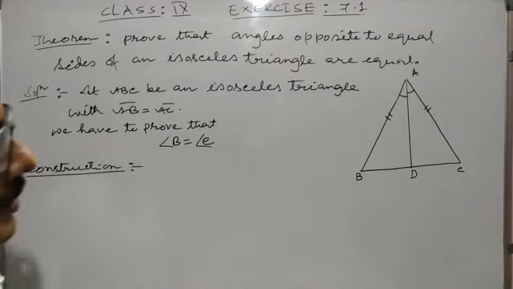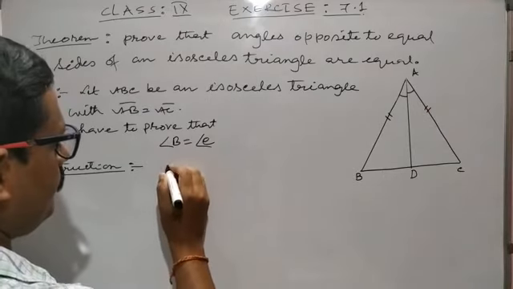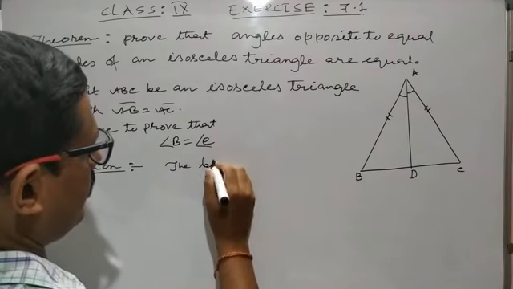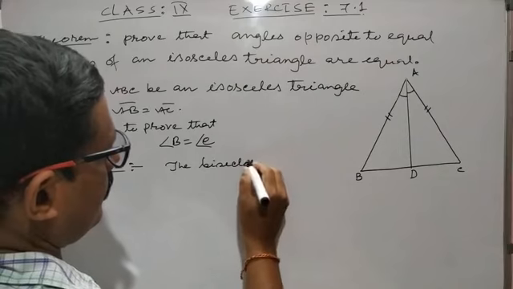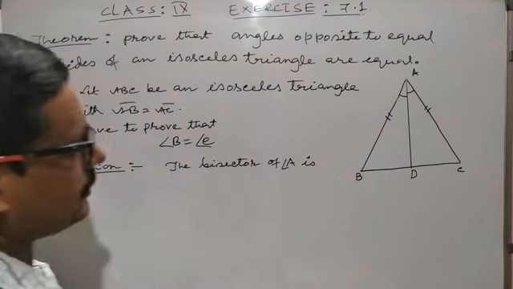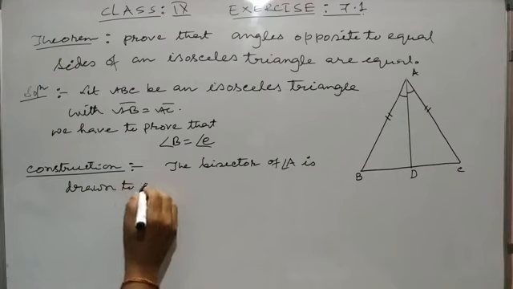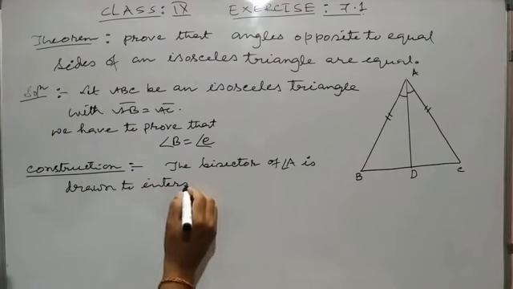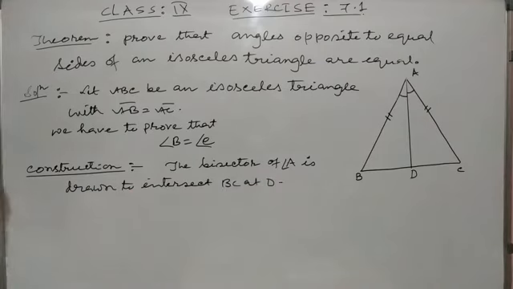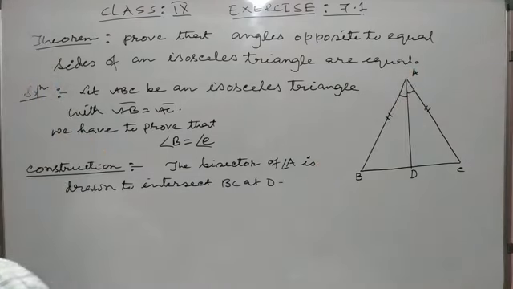Construction. The bisector AD of angle A is drawn to intersect BC at D. That is, AD is the bisector of angle A.